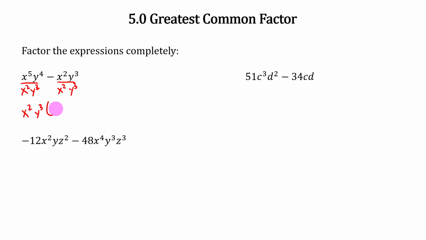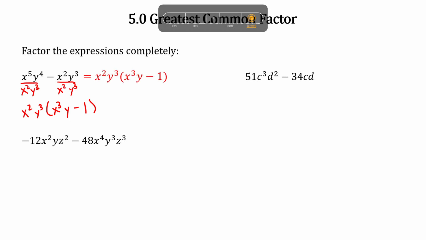X to the fifth divided by x squared is x to the third. Y to the fourth divided by y to the third is y. X squared divided by x squared is 1. Y cubed divided by y cubed is 1. And there we go. Nothing left to factor out. Okay, you try these last two. Come back and check your answers.